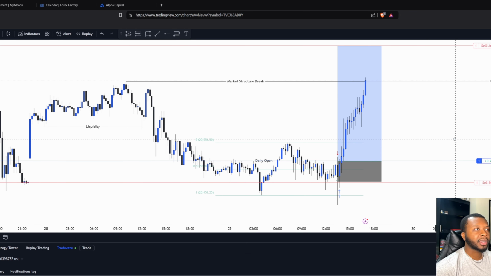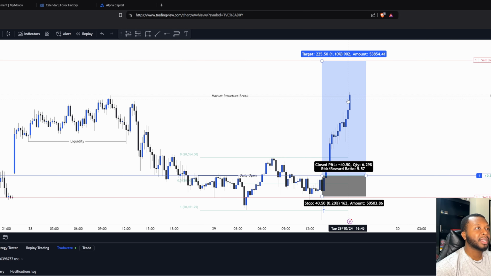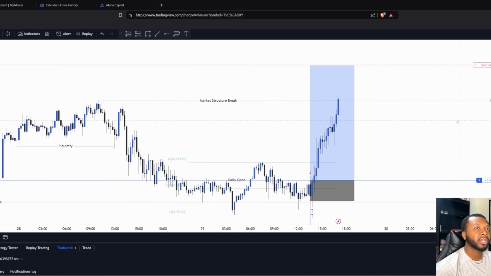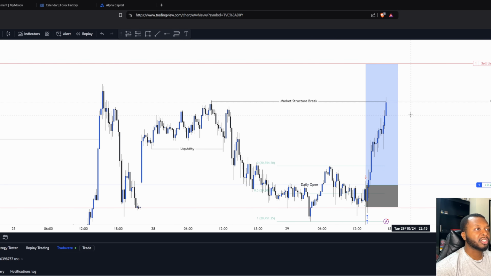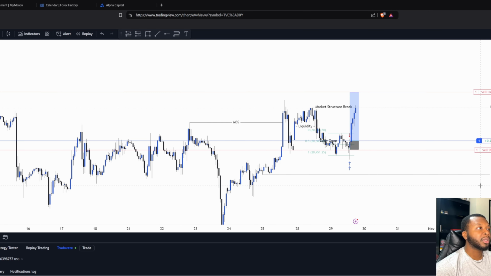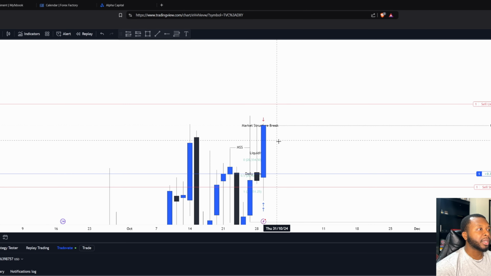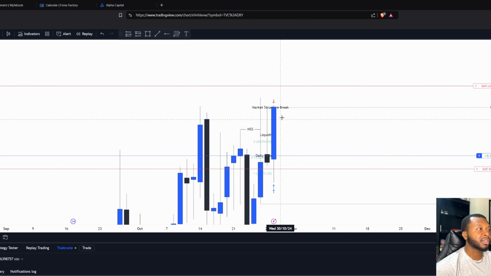Alright, so we're back on NAS, and what we can see is price has just broken above the previous daily high and also is creating a market structure break. So what this tells me is that price could continue going bullish. If we pair this with the hourly and pair this with the daily, we can see that price has a very strong bias to the upside.